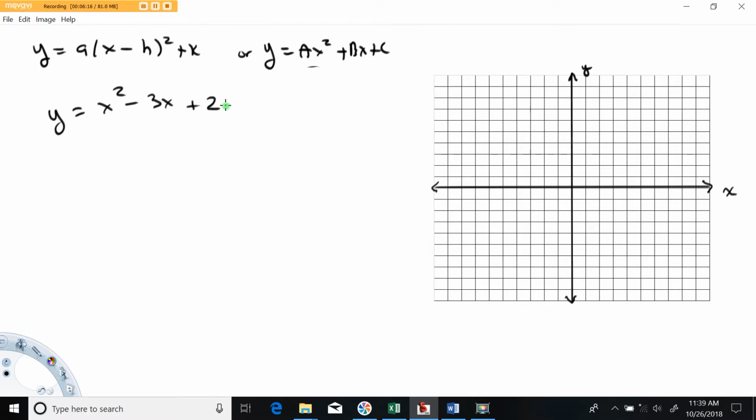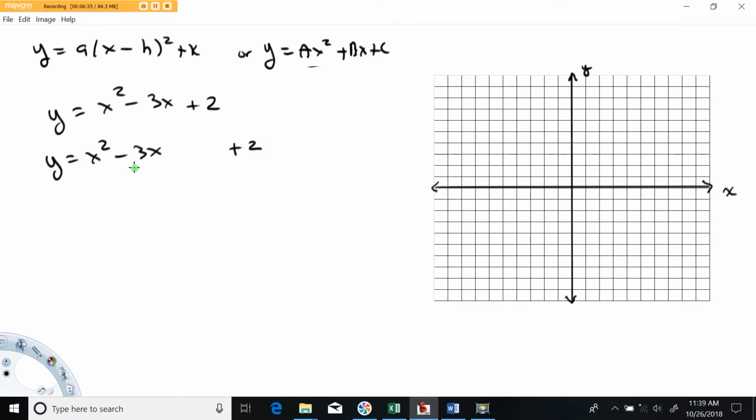All right, so I'm going to go ahead and use this method again. I want to try to make this look like this. And in order to do that, we're going to have to complete the square on this, everybody's favorite method. So I'll give myself a little space here.